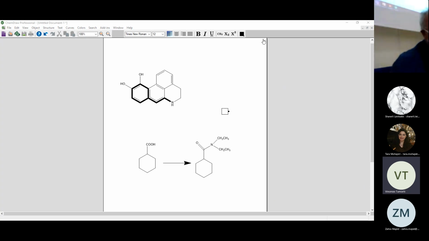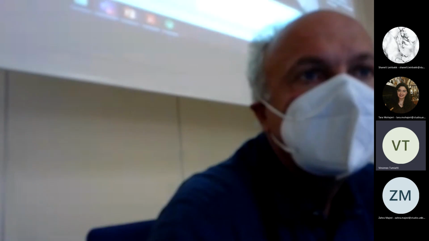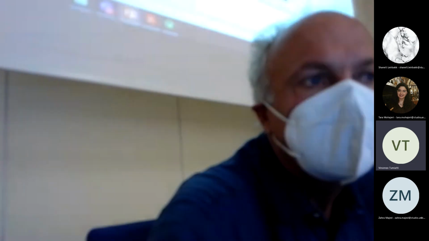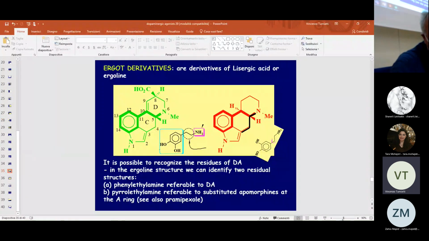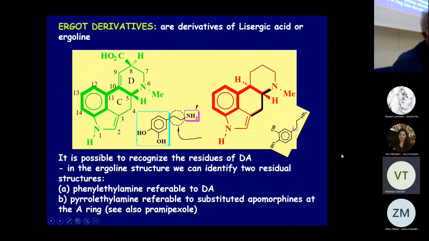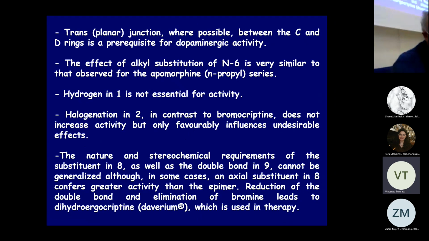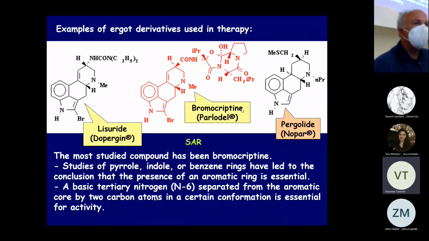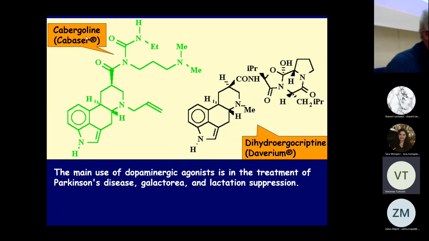Okay, back to the slide again. You can find here some structure activity relationships of this class, but as I told you before, these compounds are not requested during the exam. Other compounds: cabergoline, dihydroergocryptine, you see, very, very complex structures.